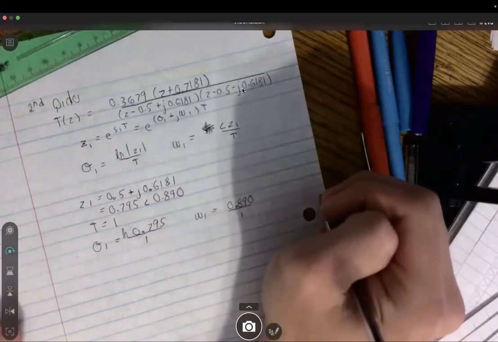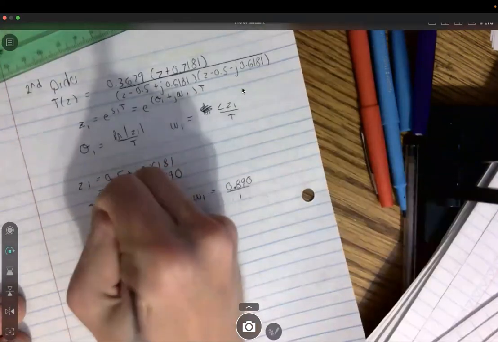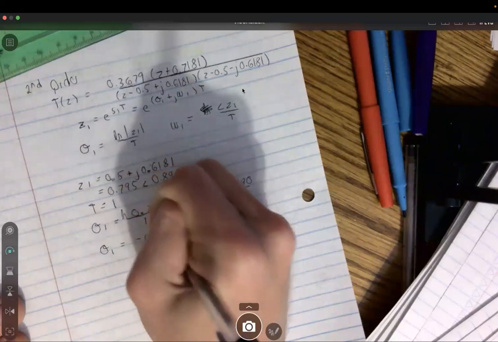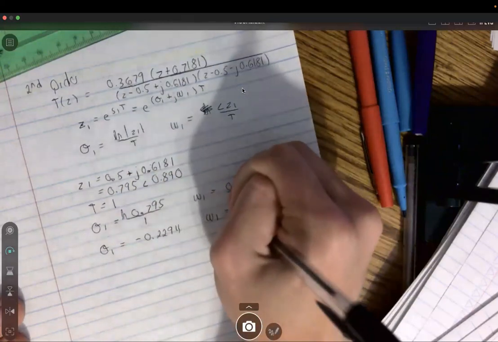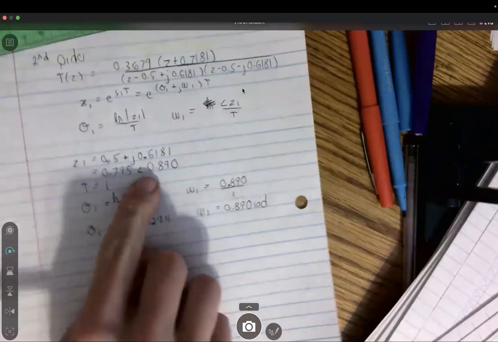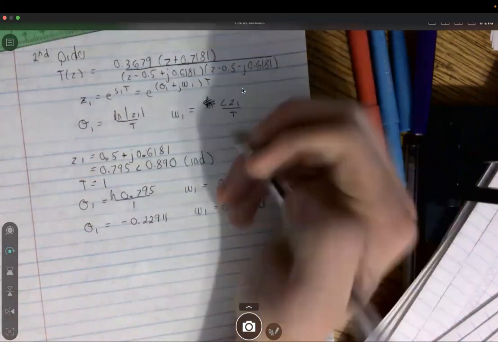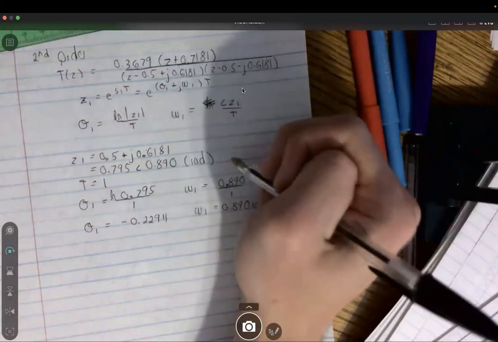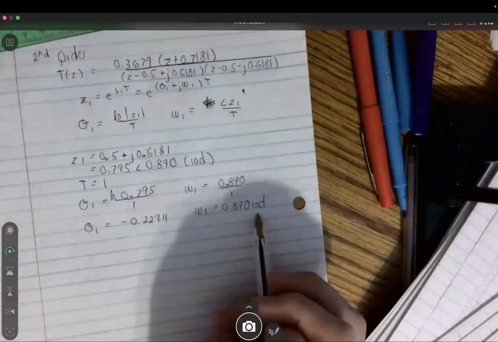So solving for this, what we're going to get specifically is our sigma 1 is going to equal negative 0.2294. Our omega 1 is equal to 0.890 radians. Be careful when you solve for this. You need to make sure it's in terms of radians and not degrees. So on your calculator, make sure you're not in degree mode or else everything's going to be wrong. So make sure you get this in terms of radians.